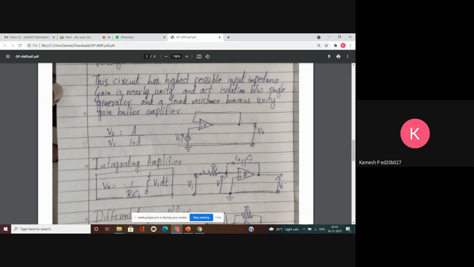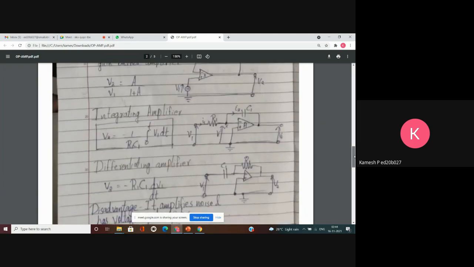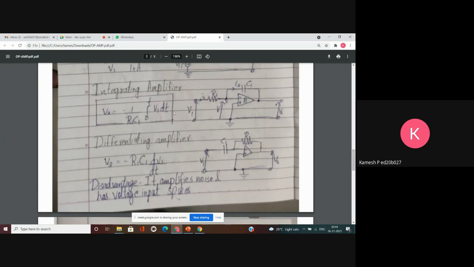The next, which we see, are the most important amplifier types. This is the integrating amplifier, where the resistance is in series and the capacitor is in parallel to the op amp. So V2 is equal to minus 1 by R1 C1 times the integral from 0 to t of V1 dt. This is a very important formula to remember.